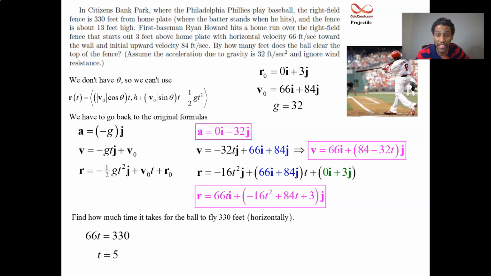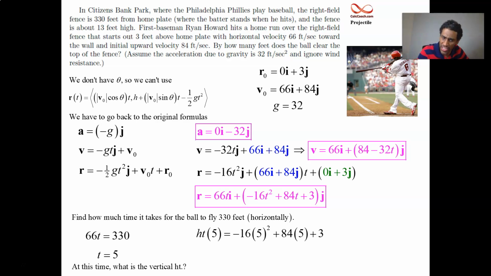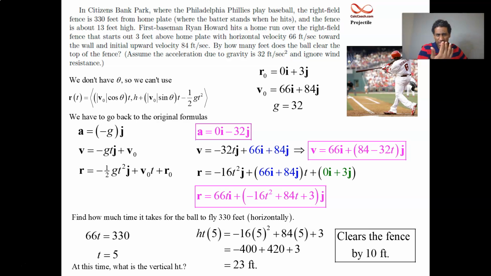How far above that fence is it? That's the question. So we can take this time t and figure out what the vertical height of the ball is 5 seconds after launch by plugging into the vertical part of position. Negative 16 times 5 squared plus 84 times 5 plus 3. Negative 16 times 25 is negative 400, and then 84 times 5 is 420, and then a 3. So 23 feet off the ground. 5 seconds after it's hit, the ball is 23 feet off the ground. The fence is 13 feet. So you're going to clear it by 10 feet.